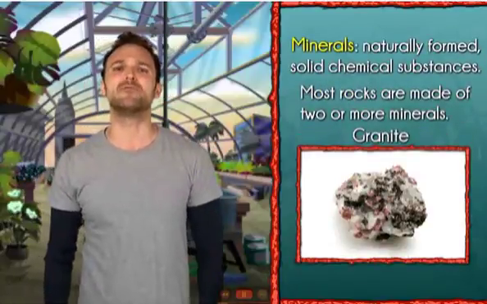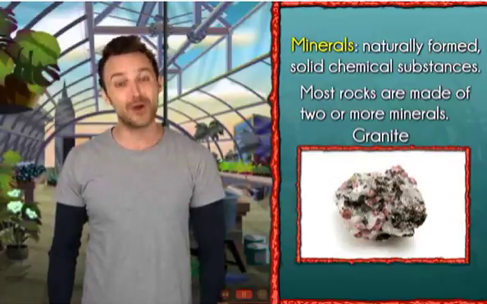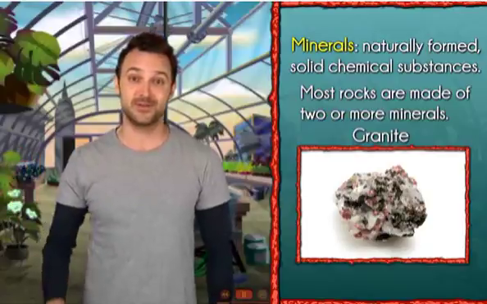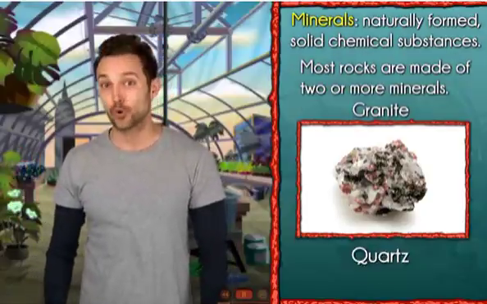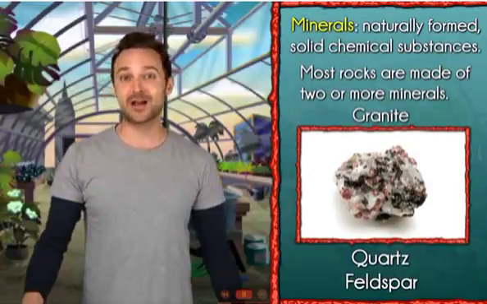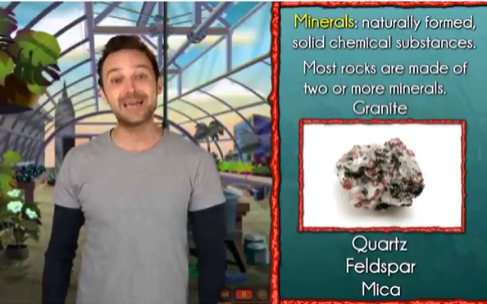This is a sample of a very common rock called granite. This granite's made almost entirely of three minerals. The whitish-gray mineral is a kind of quartz, the pink mineral is a type of feldspar, and the black flaky-looking mineral is a form of mica.